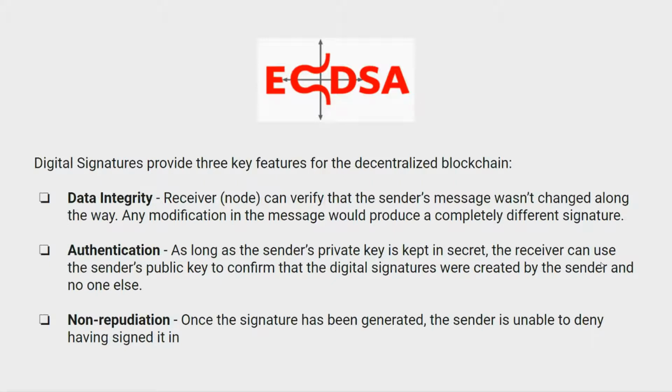Number two, authentication. As long as the sender's private key is kept secret, the receiver can use the sender's public key to confirm that the digital signature was created by the sender and no one else. Number three, non-repudiation. Once the signature has been generated, the sender is unable to deny having signed it.